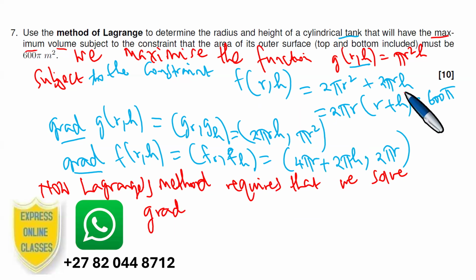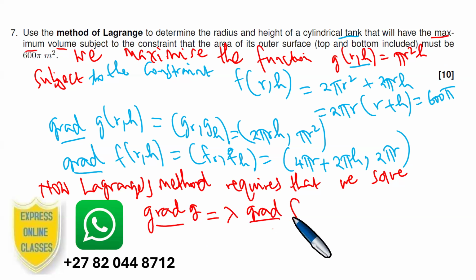F is the constraint, which means that we want to find the maximum volume subject to the constraint. The maximum volume is what we want to find. So the gradient of G is lambda times the gradient of F. So we continue. This is the method of Lagrange, because we want to optimize this: the gradient of G and lambda times the gradient of F.